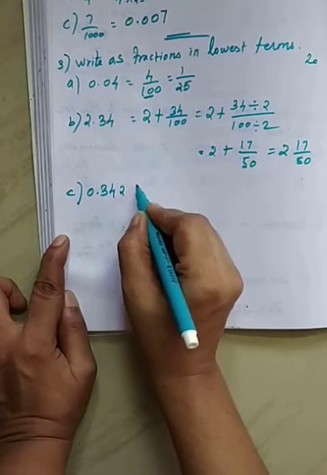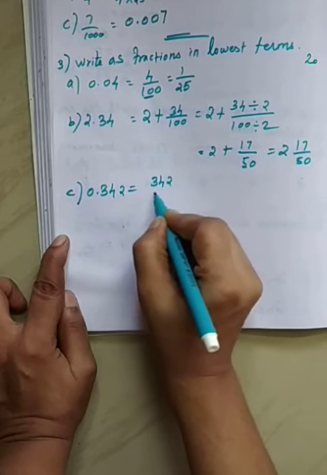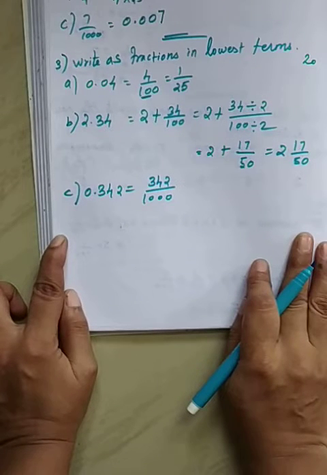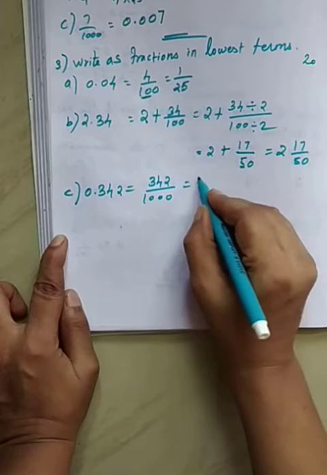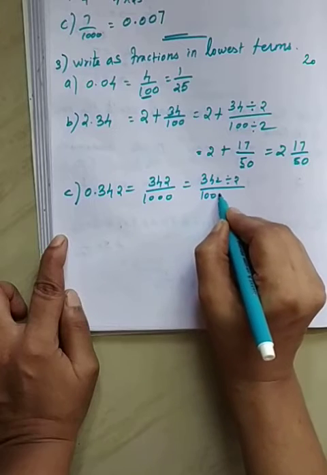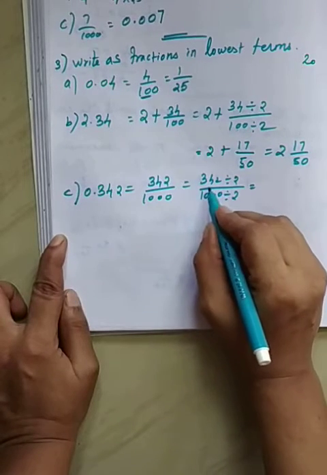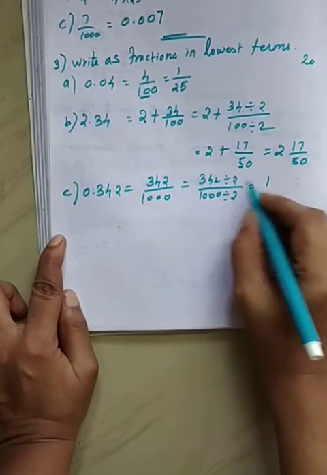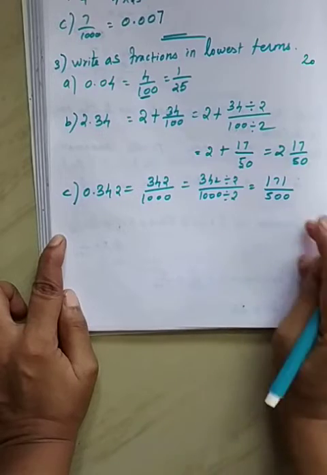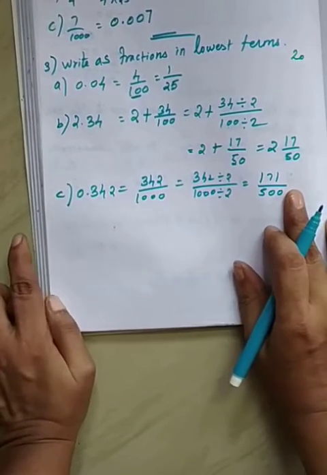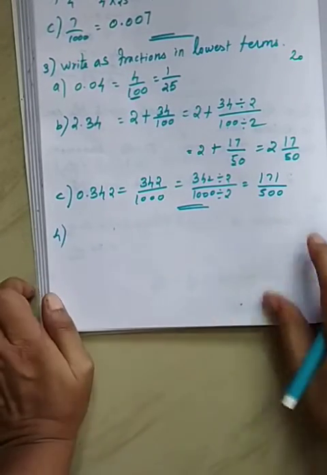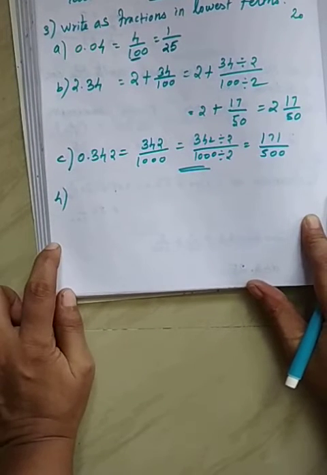0.342. In this one you can write 342 divided by 1000. This is a fraction, but you need the lowest term. The numerator is even, so you can divide by 2. 1000 divided by 2, see here what will you get? 342 divided by 2 is 171, and 1000 divided by 2 is 500. See, this is the lowest term for the given question. Clear everybody? Now, we can move on to the next problem.